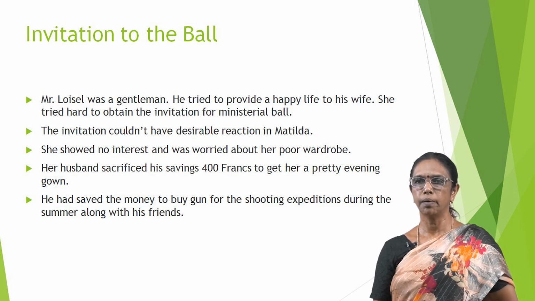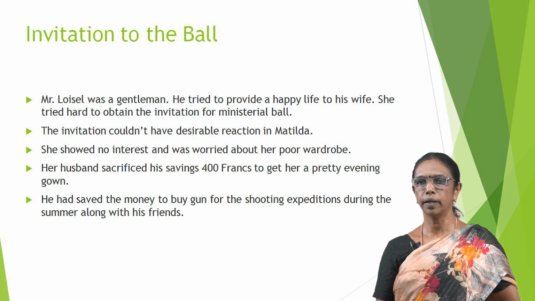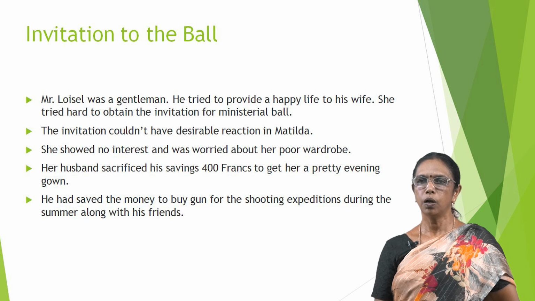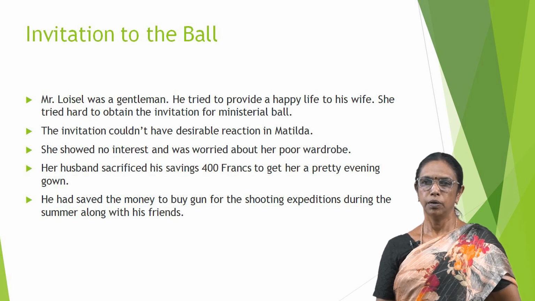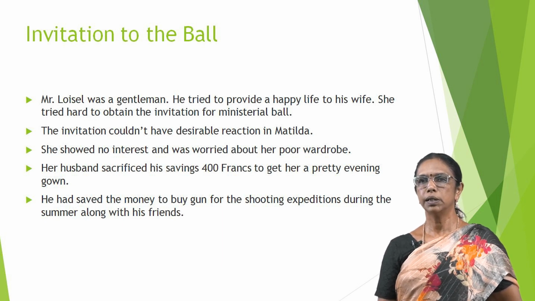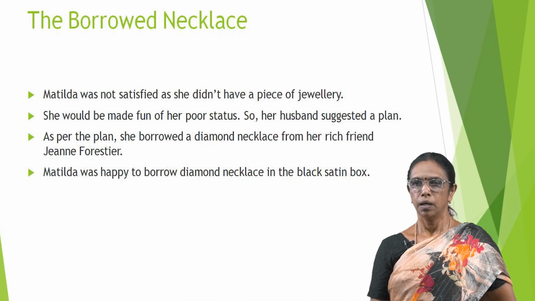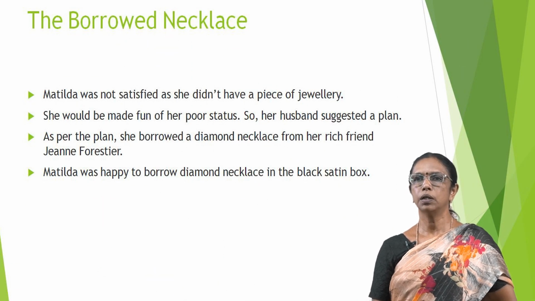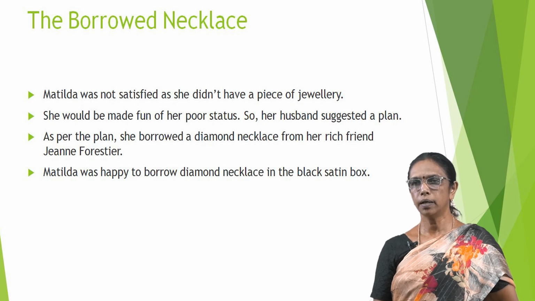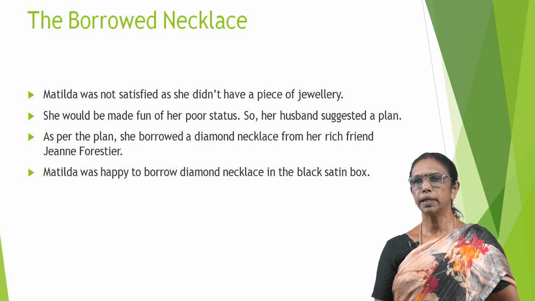He had saved the money to buy a gun for the shooting expeditions during the summer along with his friends. But because of her, he used that savings to buy a gown for his wife Matilda. Mr. Loisel thought he could borrow a necklace from Matilda's friend for the party.